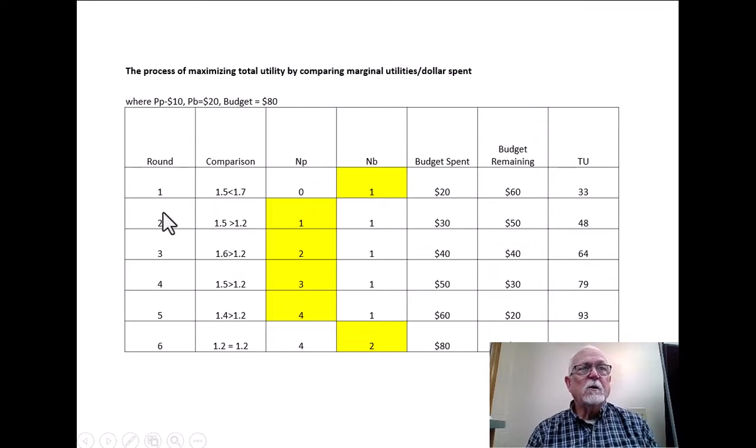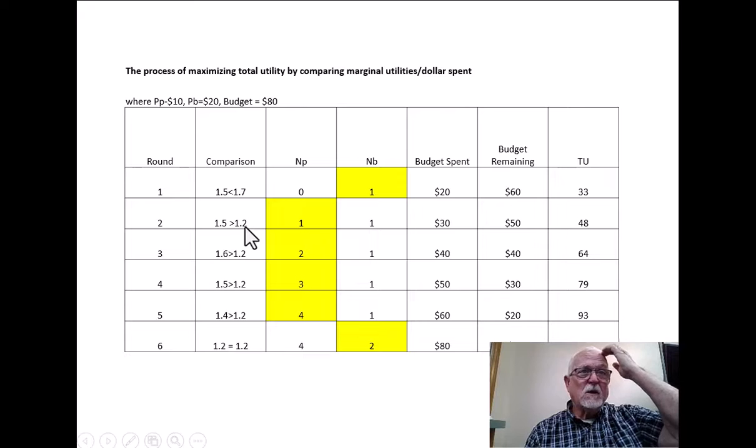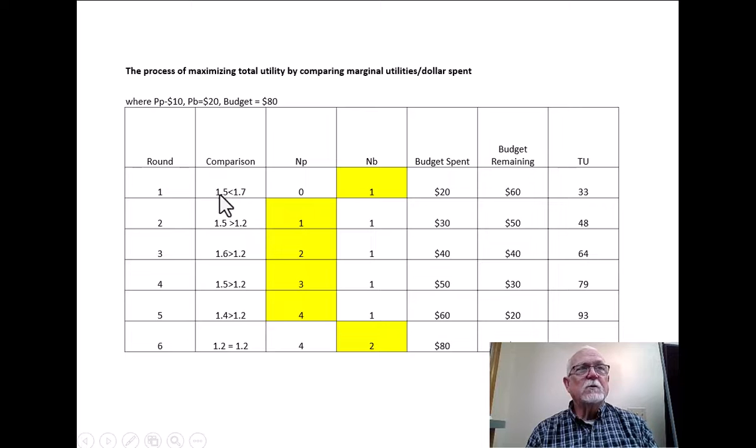So 33 utils. Now, the next round, we're not looking at the first boat. We've already purchased it. But the second boat and what marginal utility per dollar spent it will give us. And in this case, that second boat would give us 1.2 utils as opposed to the first plane, which is up here. So 1.5 is greater than 1.2, so we buy one plane. And then we go to looking at two planes and two boats. Okay, we've already bought one boat and one plane here. So the second plane gives us 1.6 utils per dollar spent.